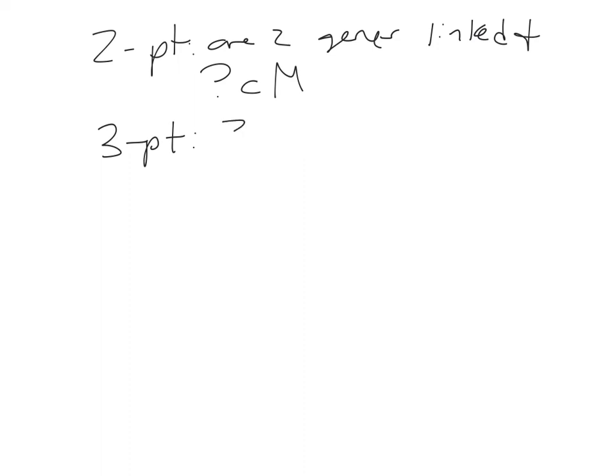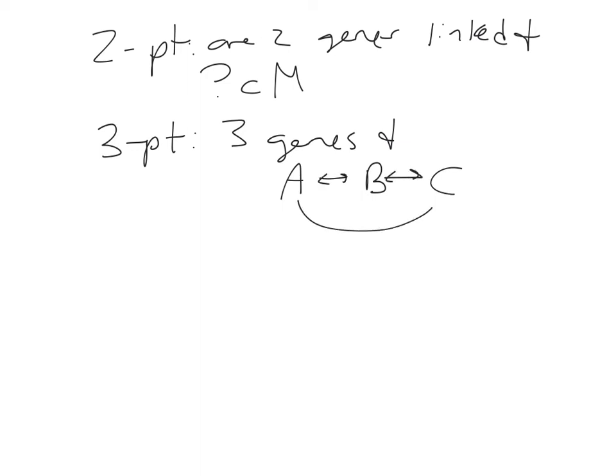Relative distance. 3 different genes. That means that if we've got genes A, B, and C, we need to be calculating 3 different distances, A to B, B to C, and A to C, because that's the only way we're going to figure out what their relative order is. Is it A, B, C, or is it A, C, B, or is it C, A, B?